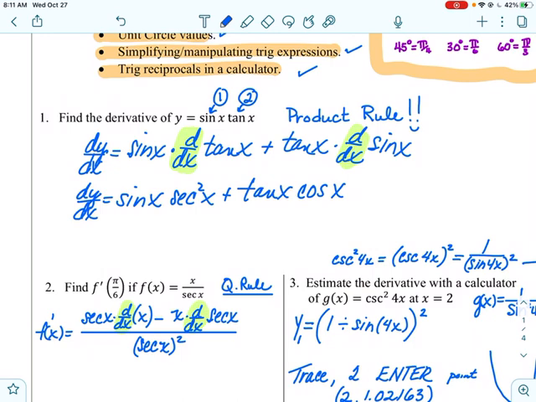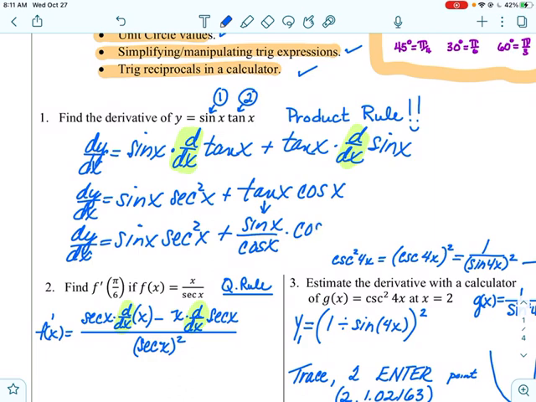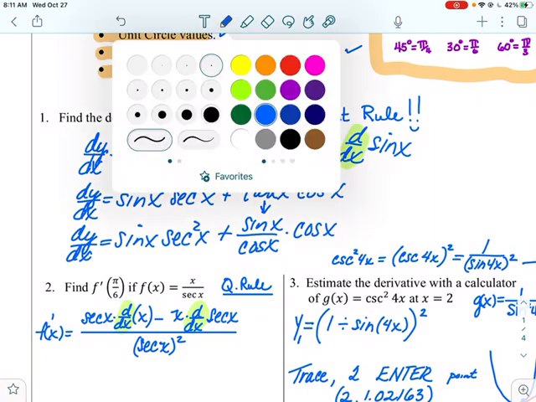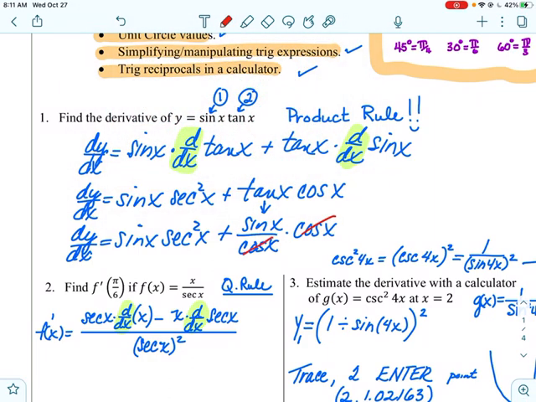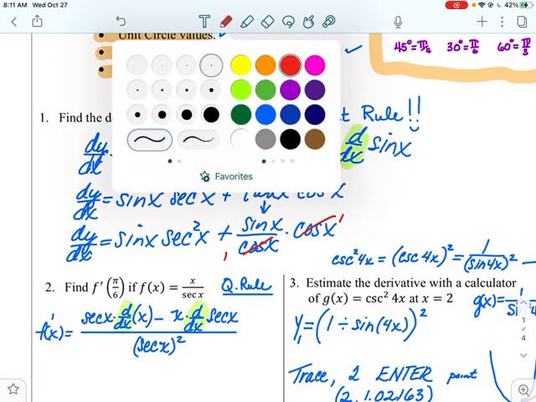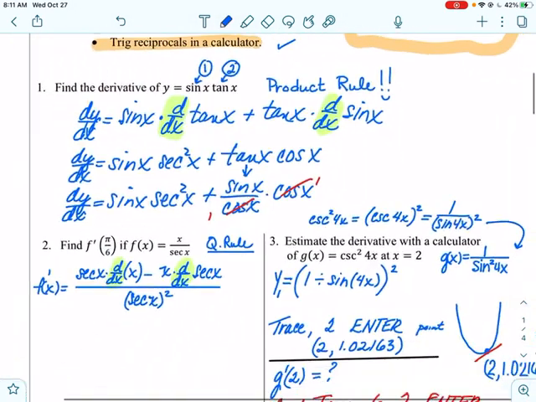Secant squared, that's our answer here. I don't want to do too much to this, but let me show you. dy/dx is equal to sine x, and I'm going to leave it as secant squared x for right now, plus, remember that tangent is sine x over cosine x, times cosine x. So that would cancel, and that's kind of a nice simplification there. Those would become 1.